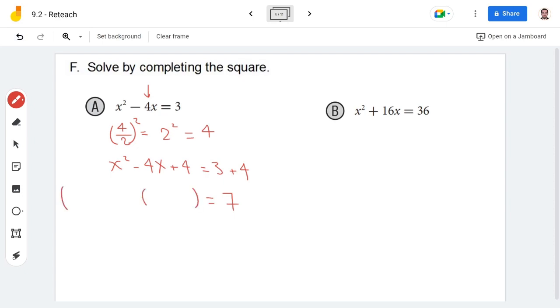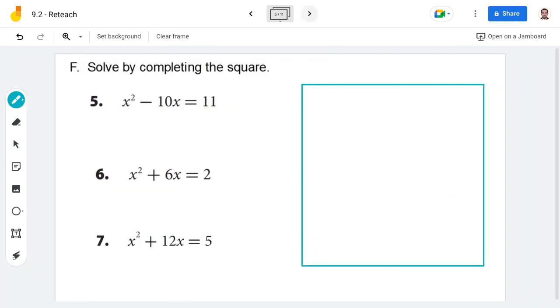And this one, as I told you, x plus b over 2 to the power of 2. So the first one is x plus, not plus, because here it's negative. So you have to be negative 4 over 2 squared. Now, square root for both sides. So it will be x minus 2 equal positive or negative square root of 7. Now this is how we can solve by completing the square.